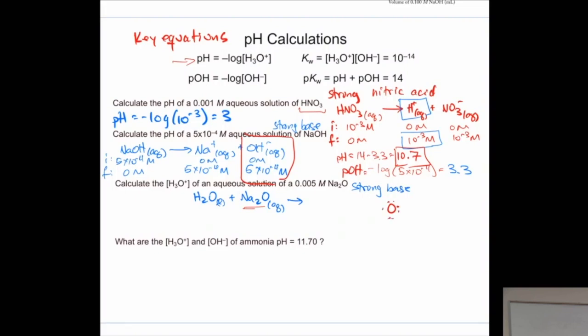There it is in the Lewis symbol, right? So oxygen has acquired 2 more electrons to become isoelectronic with its nearest noble gas. Remember all that stuff from Gen Chem 1? That's why we learned all that, okay? So there's the oxide ion, and it's going to react with water.